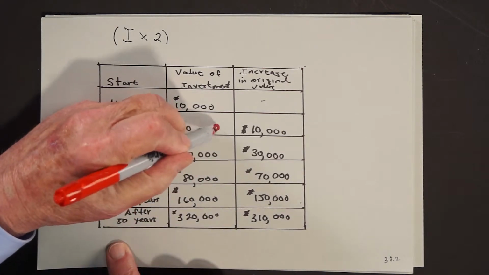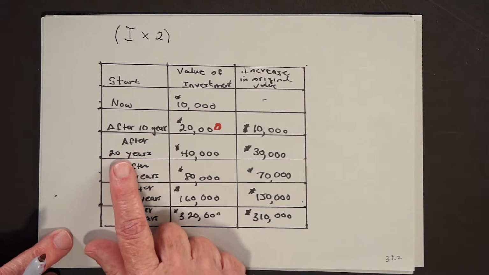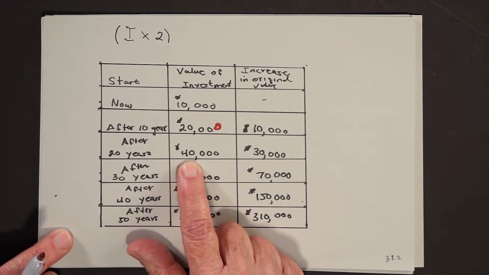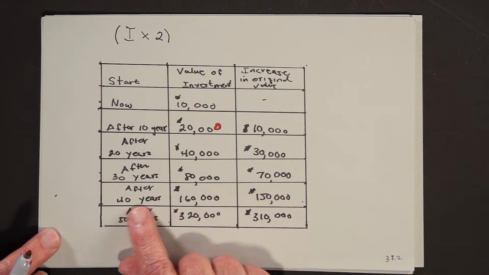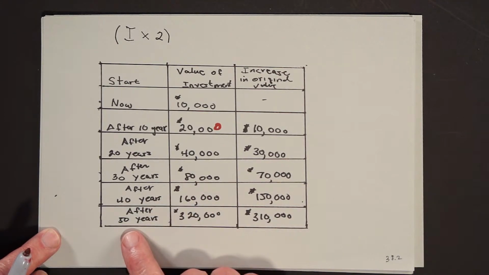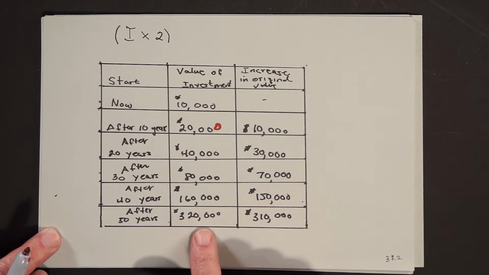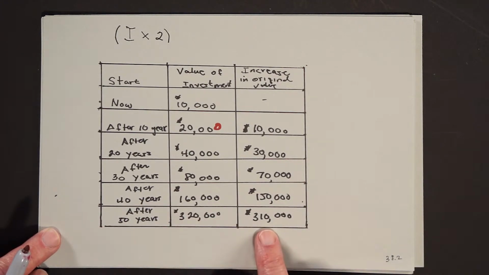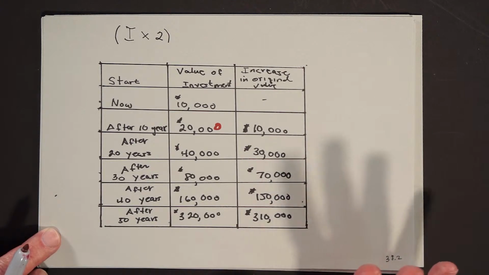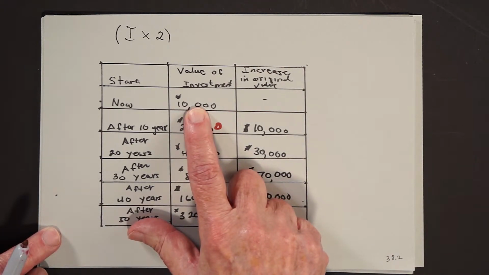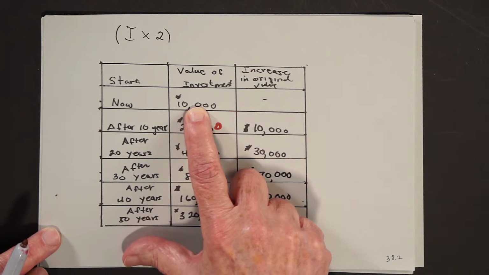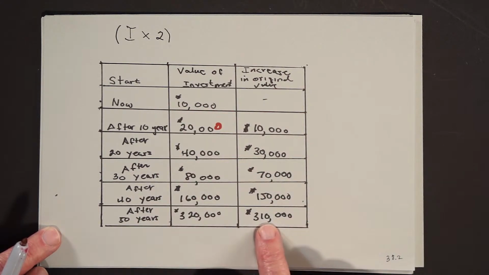20,000. After 20 years, the next 10 years, it's worth 40,000. See, it's doubling every 10 years. After 30 years, it's worth 80,000. After 40 years, 160,000. After 50 years, 320,000. In other words, in 50 years, this is why long-term planning investment is important. You put away $10,000 now, if it will double in value every 10 years, 50 years from now, the value of that investment will be $310,000. Sort of an amazing result.